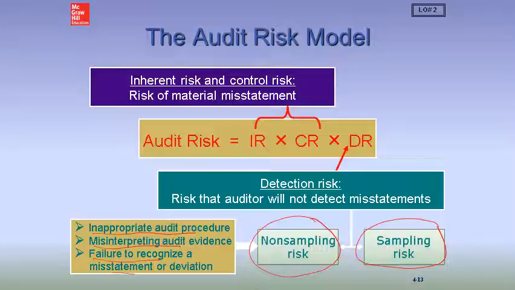At least with sampling risk, we can quantify to what extent we're incurring some sort of sampling risk, how much sampling risk we're taking. Non-sampling risk is a little tougher to quantify, but we do have both of these affecting our detection risk, and of course we can never completely eliminate our detection risk, thus our audit risk can never be zero. So we only give reasonable assurance.